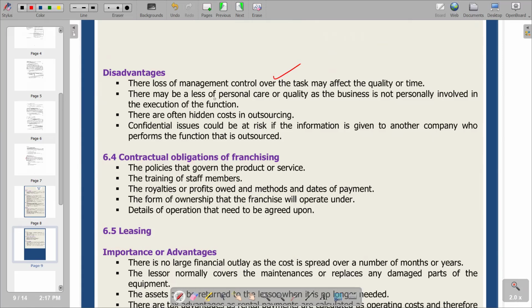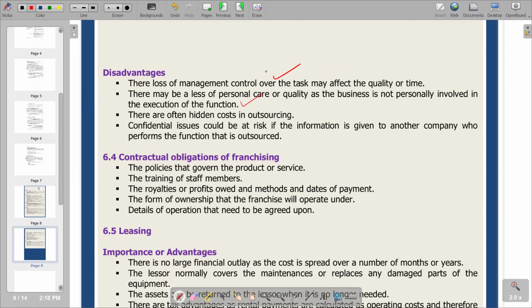There may be less personal care or quality as the business is not personally involved in the execution of the function. So you're going to see that as a business, you are not going to be 100% involved in the execution of the function.